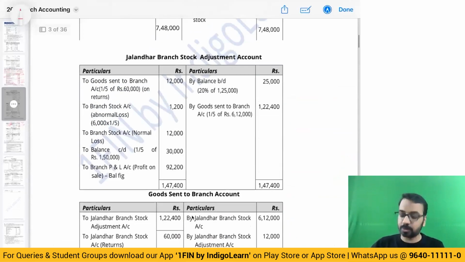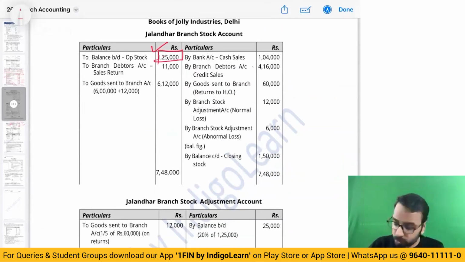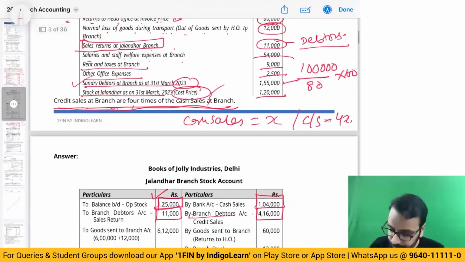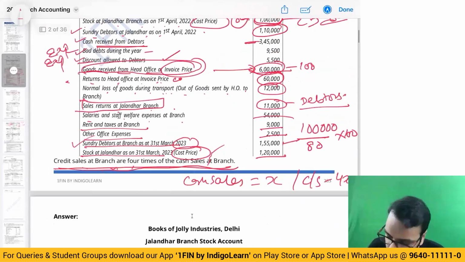Now come to the branch. So first thing is that missing information we calculated using the debtors account. So cash sales 1,04,000, credit sale 4,16,000. You will post it as it is. All right. Then sales return you will post on the debit side because you have received back the stock. Then goods received from head office at invoice price 6 lakhs and normal loss during transport 12,000.